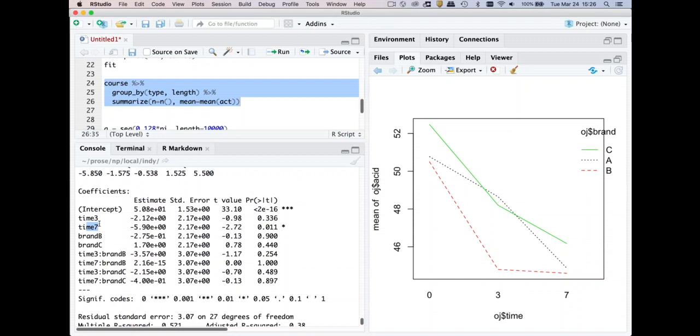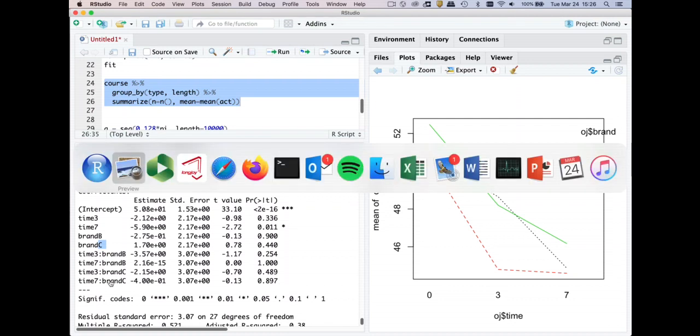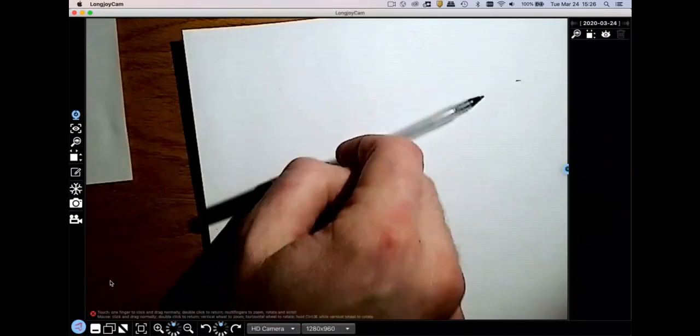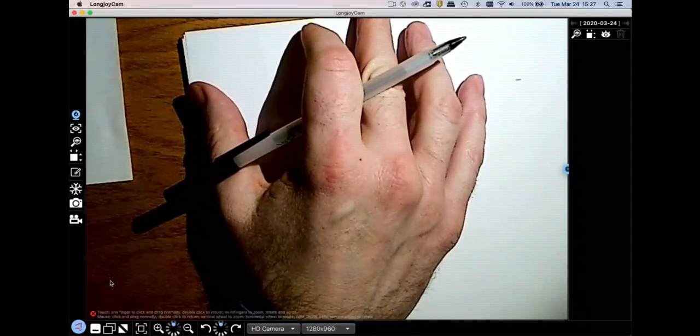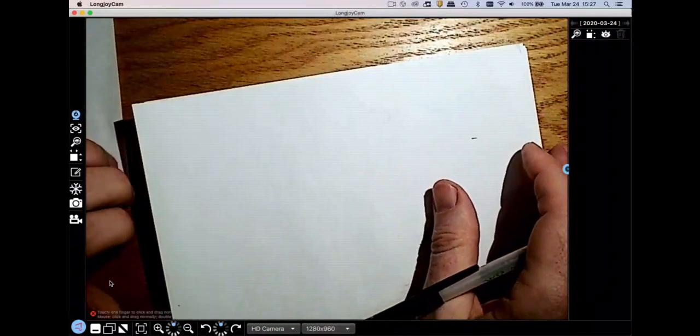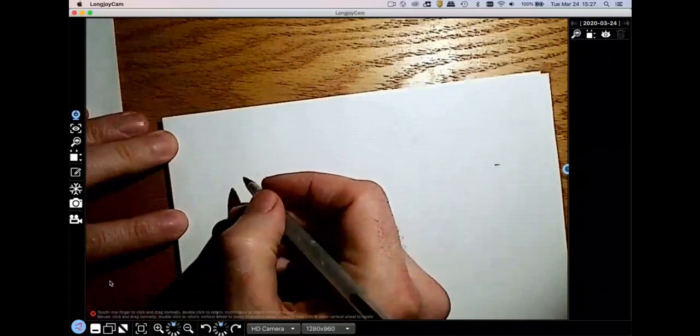So we have 2 time variables, 2 brand variables. So this is how brand B differs from the base category, which is A. This is how brand C differs from the base category, which again is A. Then we have 4 interaction terms. Now, I'd like to go over to my document camera here for a second and just write out what the parameters are. What are the parameters here? And this is going to be slightly tedious, but we need to establish our parameters.